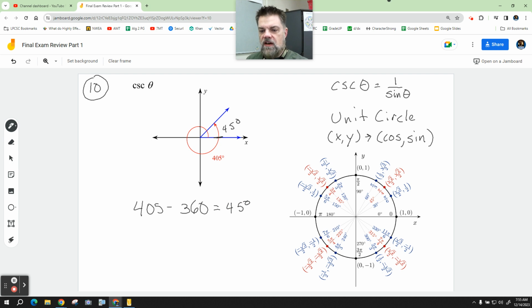So if I come over here and I look at the 45-degree angle, my sine is actually the square root of 2 over 2. So I just go, okay, well, if sine of theta is the square root of 2 over 2, then this must be the reciprocal of that. Then I rationalize the denominator. That becomes 2 root 2 over 2. The 2's cancel and it's just the square root of 2. Okay.